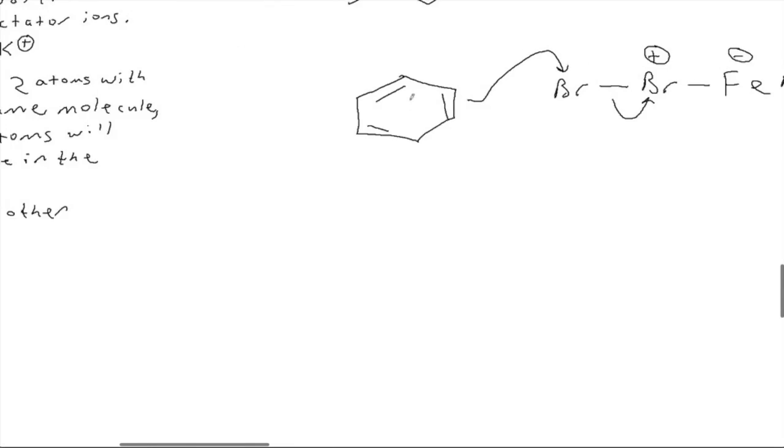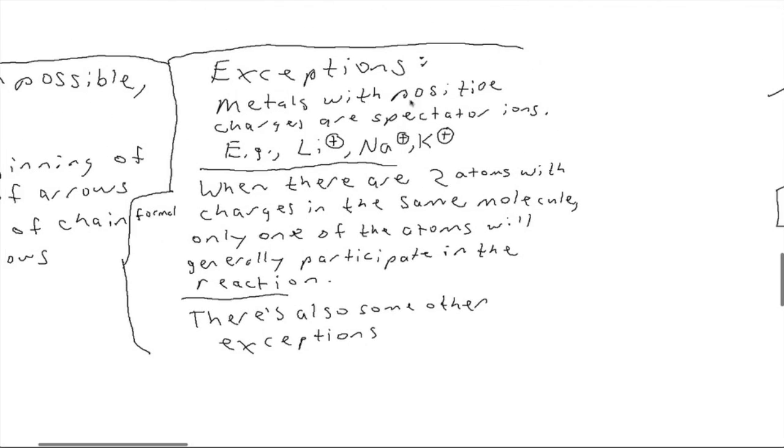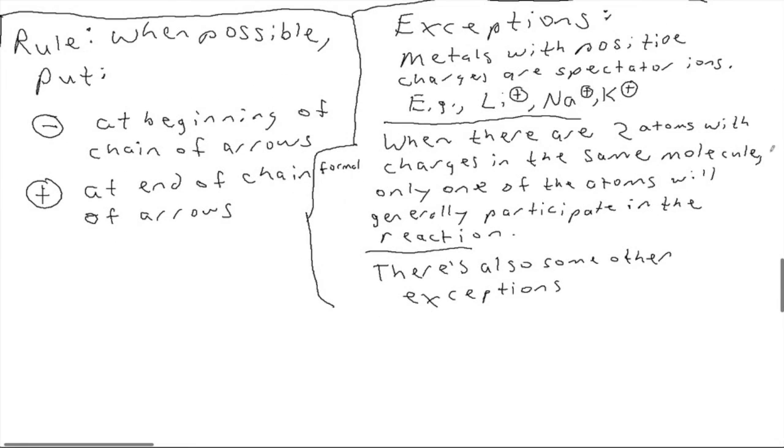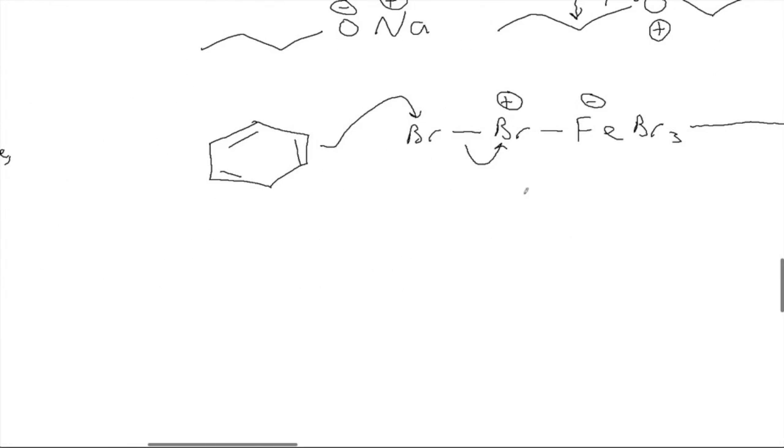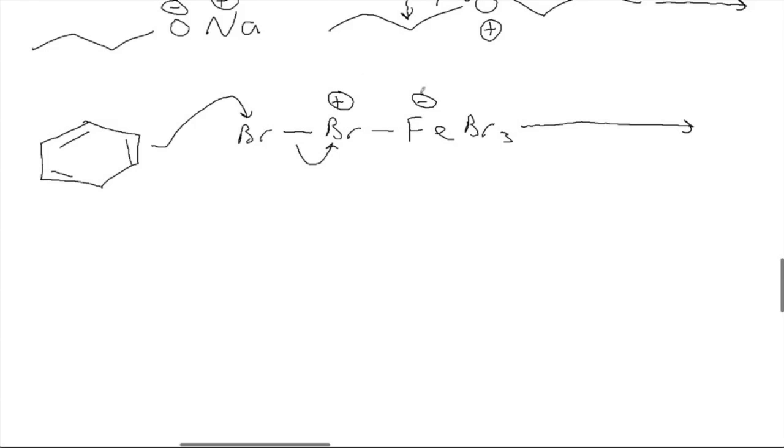Okay, now this one's a little tricky because here I wanted to use this exception that we haven't mentioned in a while. When there are two atoms with charges in the same molecule, you can usually only use one of them in the reaction anyway. Notice here there's two atoms with formal charges. There's generally no way to get both of them to participate in the same reaction. Therefore, these are reasonable. This is the first time I've given you an example of that exception.